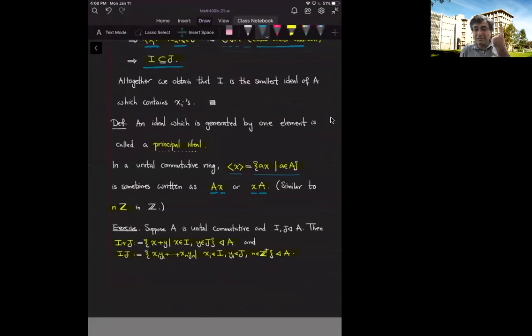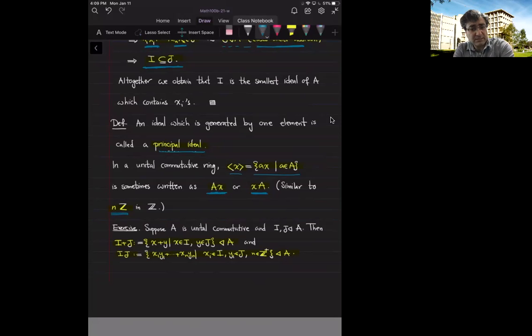Now, when we start with a single element, the ideal generated by this element is called a principal ideal. A principal ideal, in the commutative setting, by the previous lemma, we know that all the elements are multiples of x. So it consists of ax. That's why we sometimes write it as (x) or xA. And this notation is consistent with what we used for the ring of integers, where we wrote multiples of n as nZ.